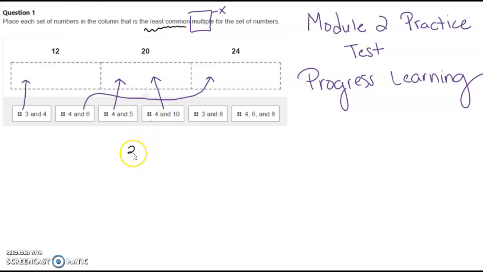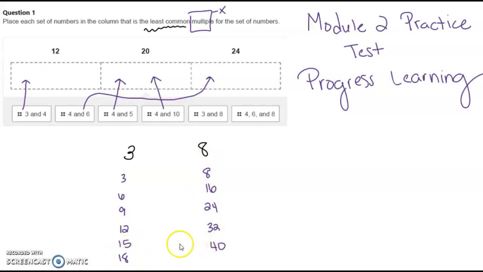All right, let's do 3 and 8. So we have 3, 6, 9, 12, and 15. Let's see if we can go to 8. We have 8, 16, 24, 32, and 40. So I'm making my list, and I'm still not seeing one. Maybe let's go farther with the 3s. Let's keep going. We have 18.